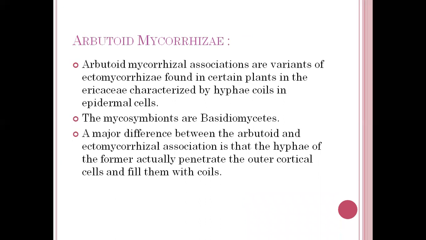The next type is arbutoid mycorrhizae. Arbutoid mycorrhizal associations are actually variants of ectomycorrhiza, which are found in certain plants, and these are characterized by hyphal coils in the epidermal cells. The mycosymbionts are Basidiomycetes. The major difference between the arbutoid mycorrhiza and the ectomycorrhiza is that in the arbutoid mycorrhiza, the hyphae actually penetrate the outer cortical cells and fill them with coils.